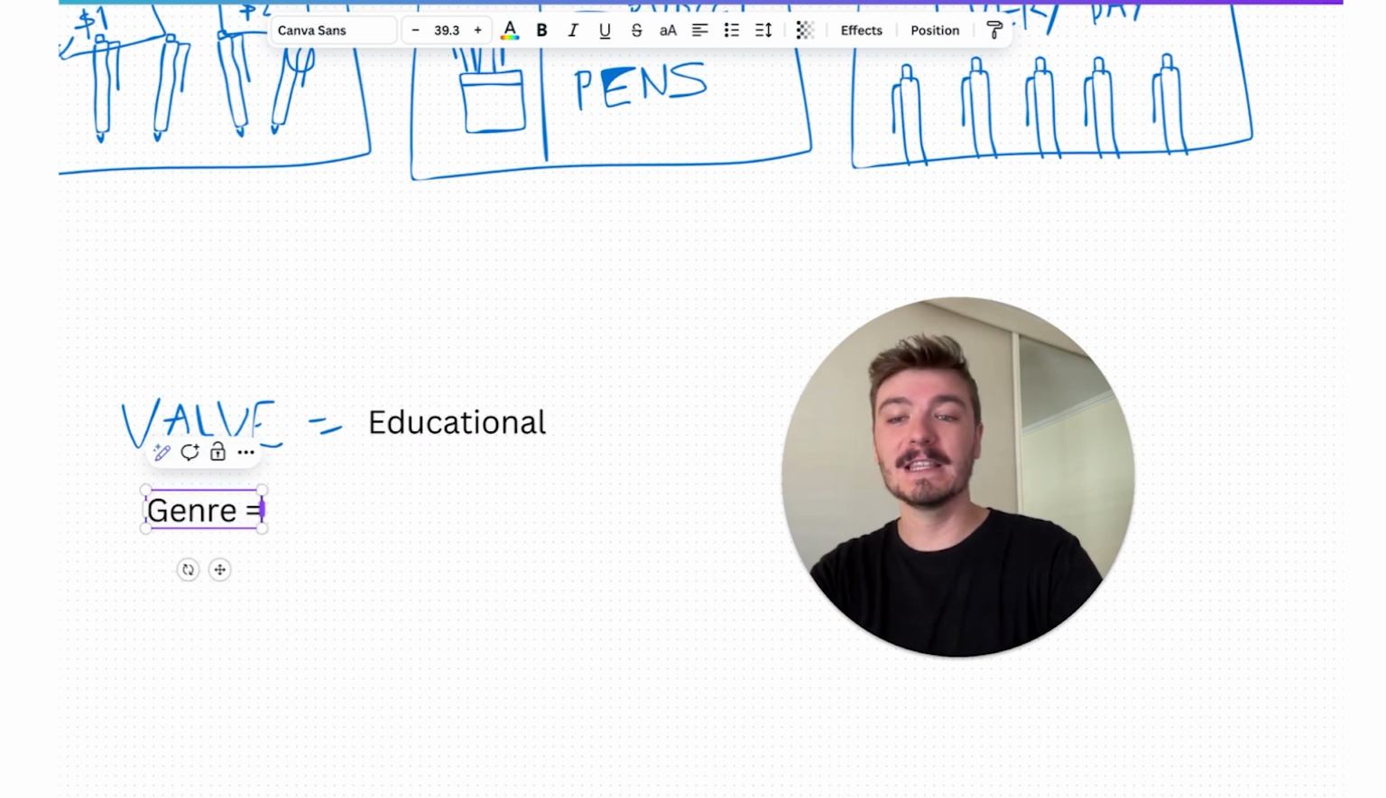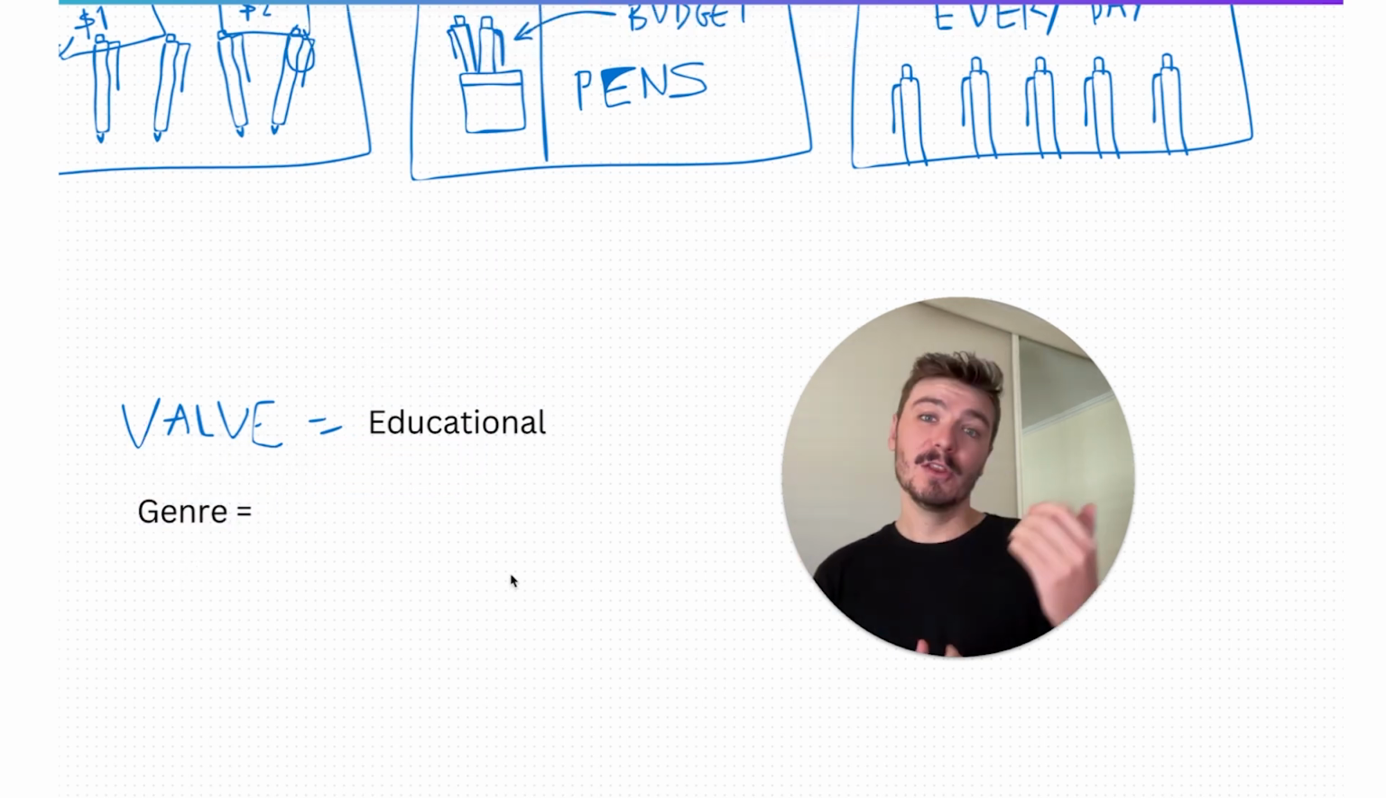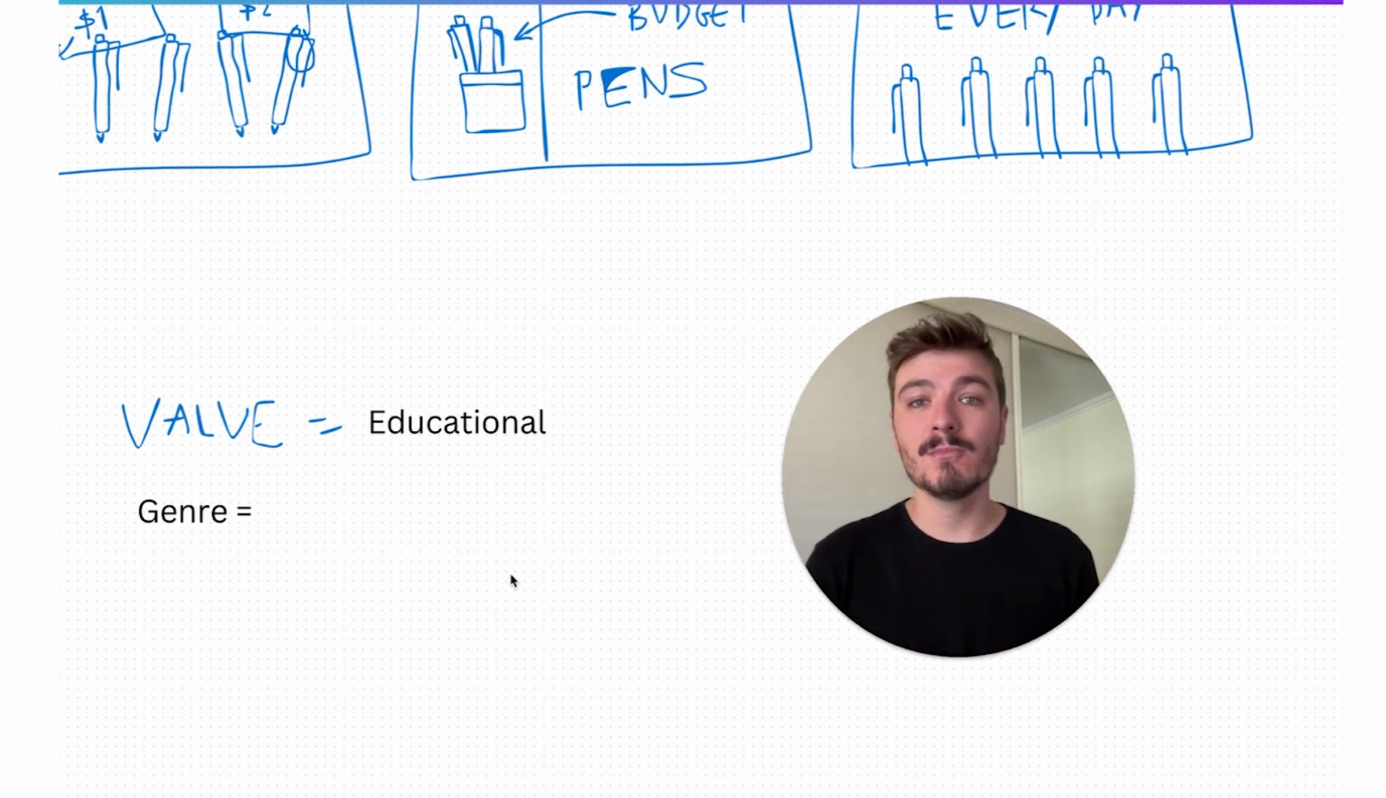Now, with that, the next thing we need to think about is the genre. So with entertainment, the different genres are actually just the different movie genres. So you have inspirational, something like Secret Life of Walter Mitty.